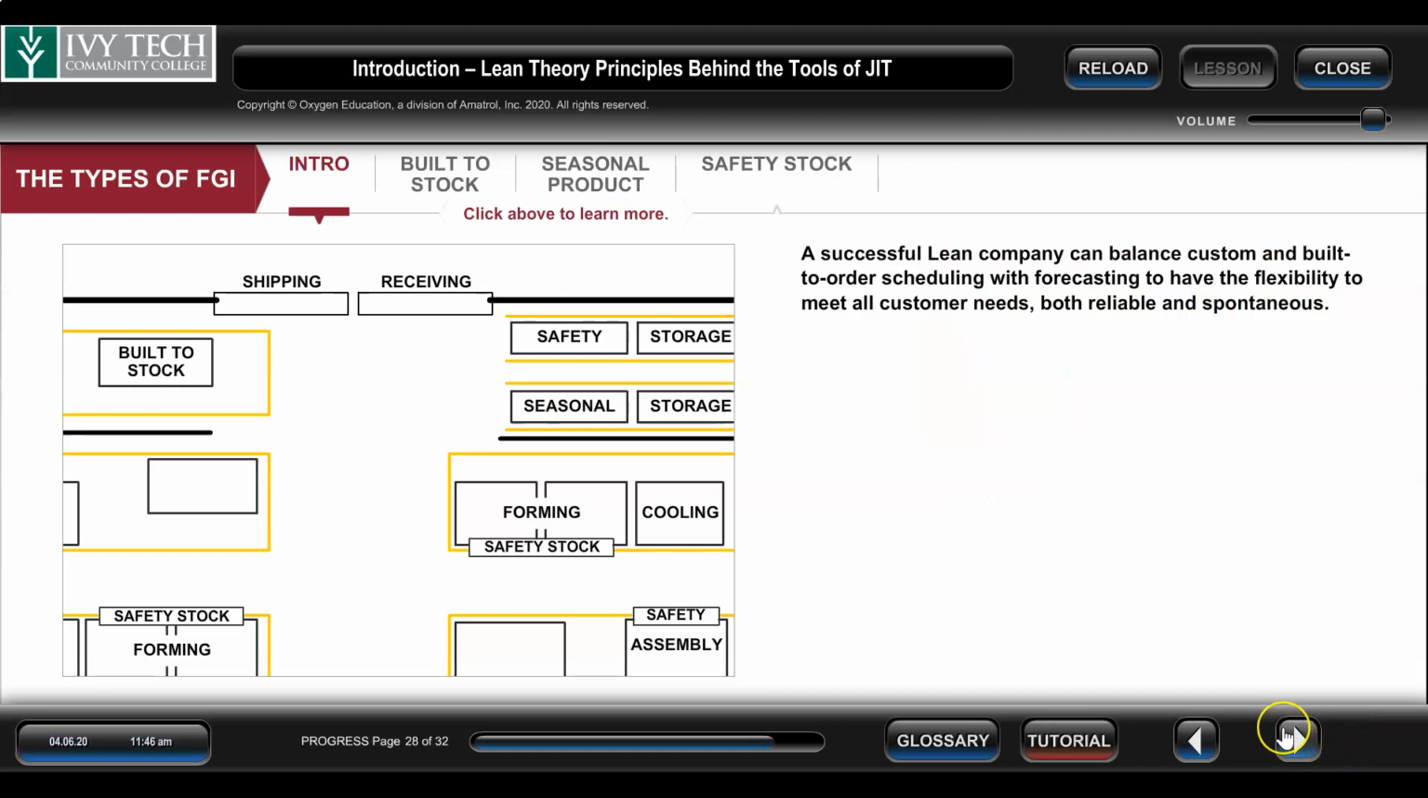A successful lean company can balance custom and built-to-order scheduling with forecasting to have the flexibility to meet all customer needs, both reliable and spontaneous.